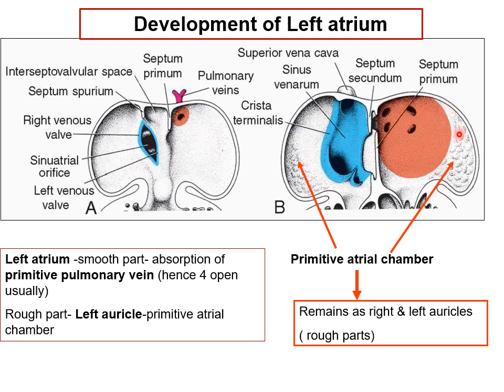What about the primitive atrium? That will again persist as the left auricle, or the rough part of the left atrium, and the smooth part has been derived by absorption of the primitive pulmonary veins. So this is the development of the atria. As you can see, the interatrial septa are in place, and the flap-like opening, that is the foramen ovale, is formed already.